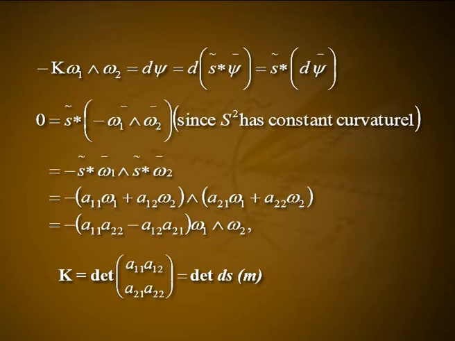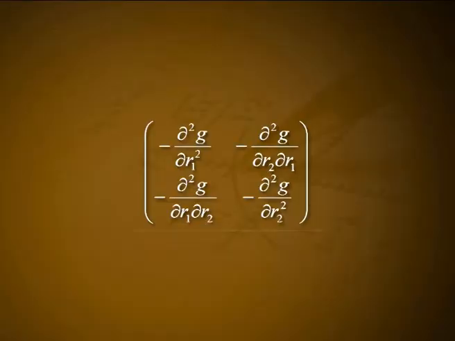Note that the linear transformation dS of m is called the second fundamental form of capital M at small m. It is a self-adjoint linear transformation, since its matrix relative to the special coordinates discussed previously is the symmetric matrix minus del square g by del r1 square, minus del square g by del r2 del r1, minus del square g by del r1 del r2, minus del square g by del r2 square.